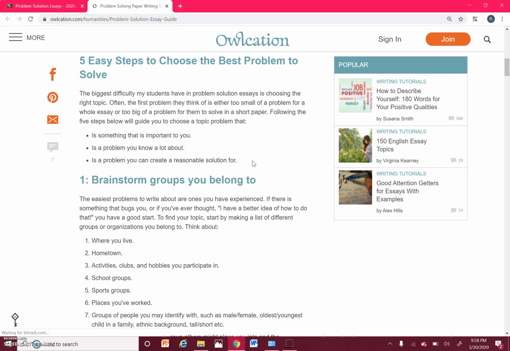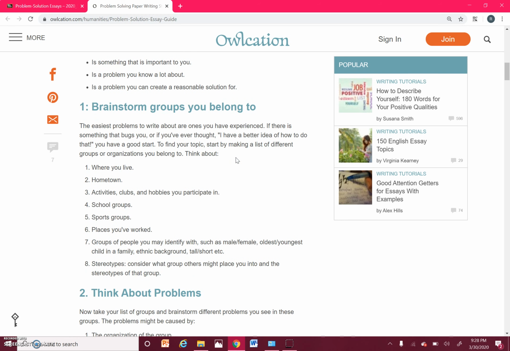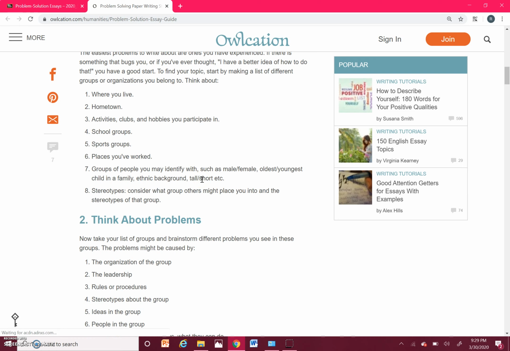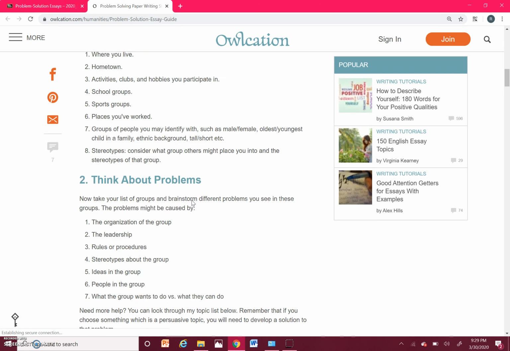Following the 5 steps below will guide you to choose a topic problem that is something that's important to you, is a problem that you know a lot about, and is a problem you can create a reasonable solution for. So first off, you want to start with brainstorming, just like we would with any essay. Now in this particular case, you can brainstorm by thinking about where you live, your hometown, activities, clubs, or hobbies that you participate in, school groups, sport groups, places you've worked, groups of people you identify with, such as male, female, old, young, ethnicity, something else like that. Stereotypes as well are something to consider. Consider what groups others might place you into, and the stereotypes that exist around that group.